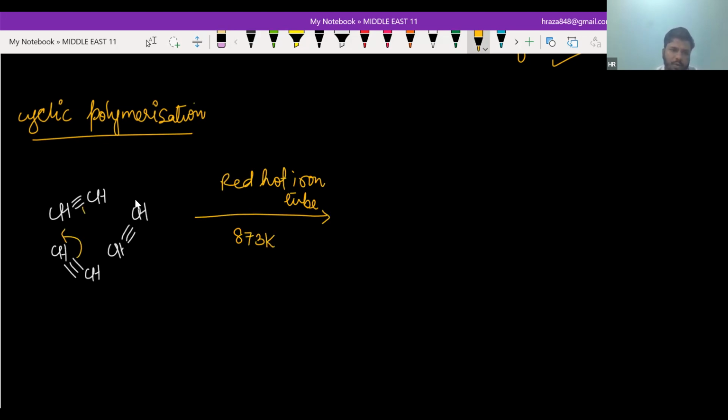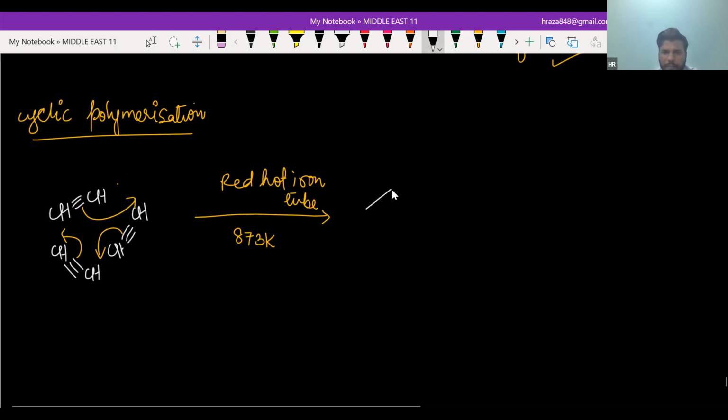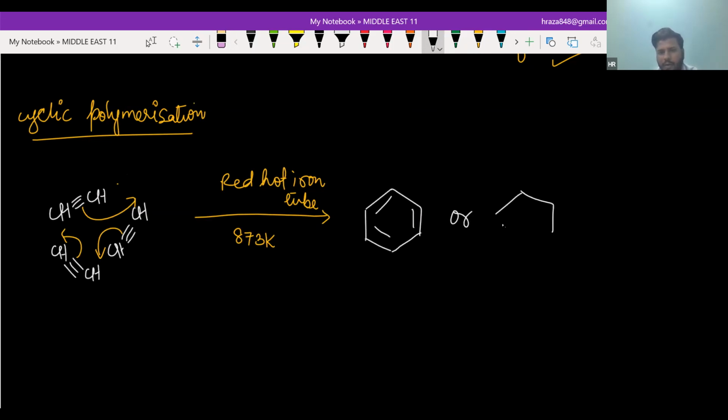Bonds will be broken and connected between this and this, and like this. Now, what will it form? It will form benzene. This is known as benzene. Either like this or like this, or you can write it like this. Its chemical formula is C6H6.